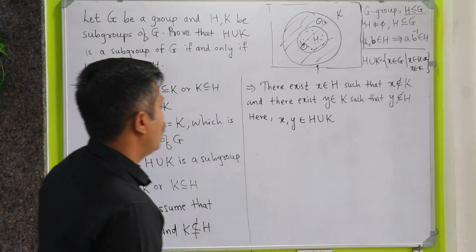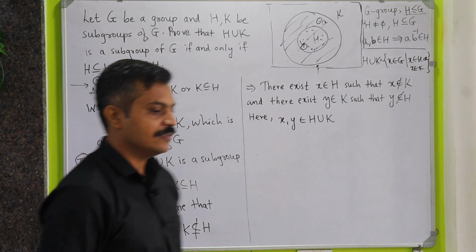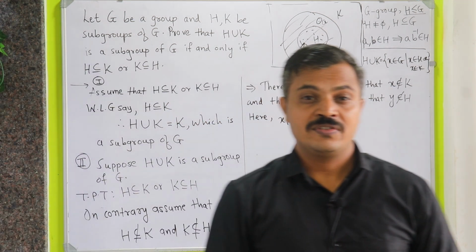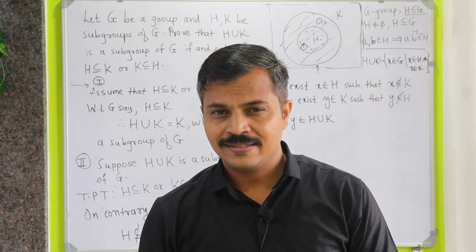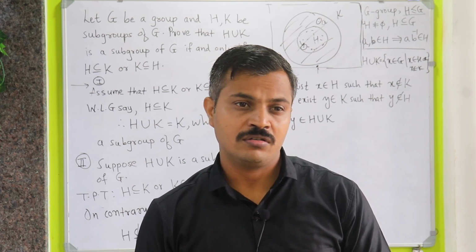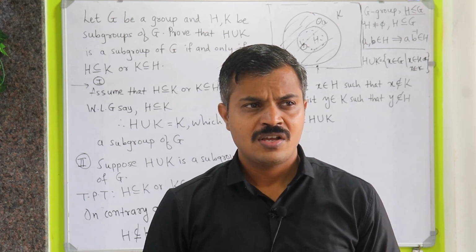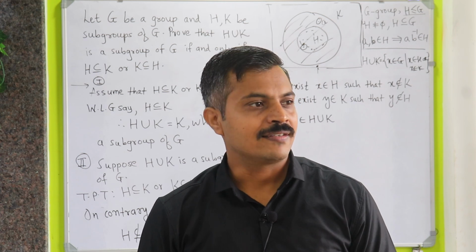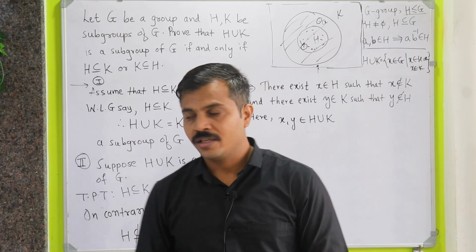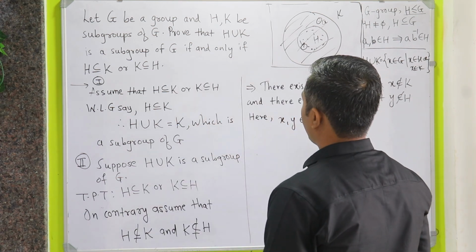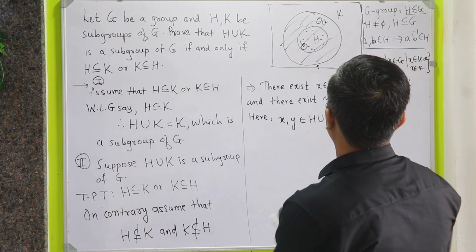But remember, what we have assumed is H union K is a subgroup of G. Now since H union K is a subgroup of G, one step test we have to use or two step test we have to use. We can use either one. Okay, so let us think of two step test, right? So since H union K is a subgroup of G, what will happen is if you take any two elements of H union K, then let me write it here.